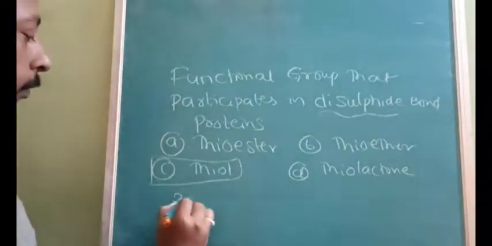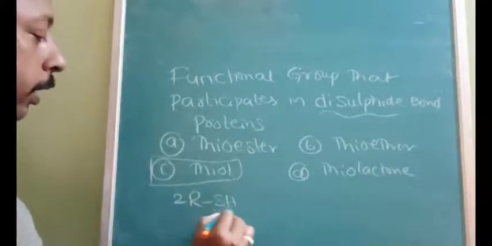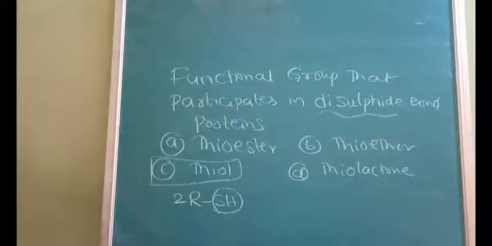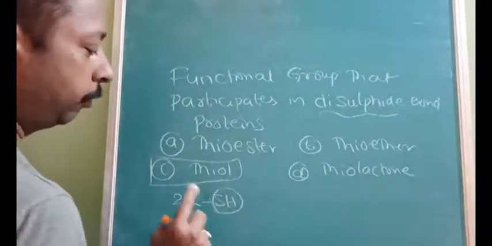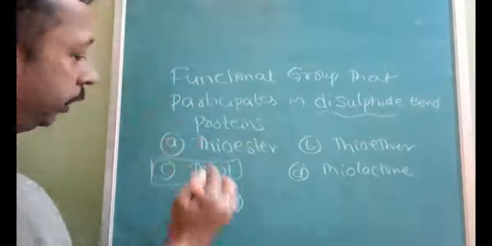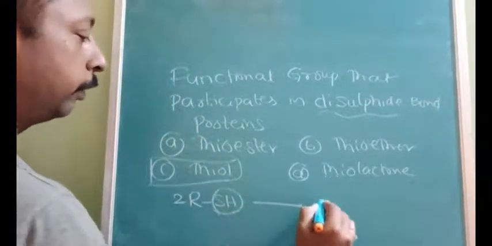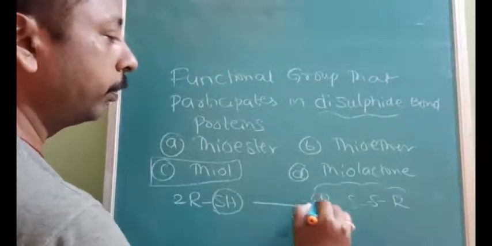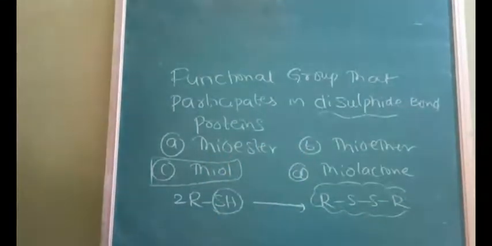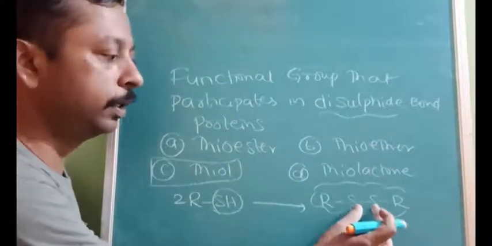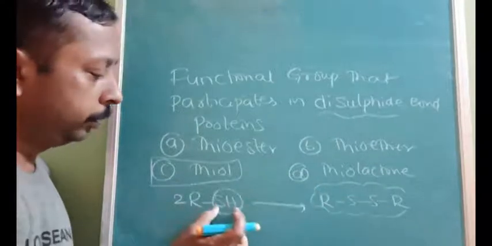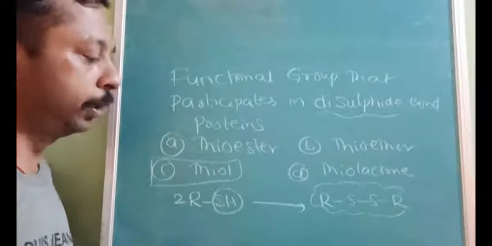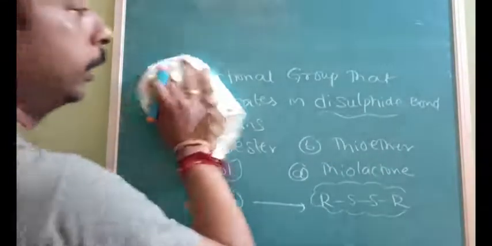So what happens to SH? Actually here, instead of the alcohol group, it is SH. In place of the alcohol group OH, it is SH; it is called thiol. So during this formation, R-S-S-R, this is the protein. This type of bond will be formed, the disulfide bond in the protein. The question is about the disulfide bond in the protein, and the answer is thiol. Okay, so shall we go for the next question?